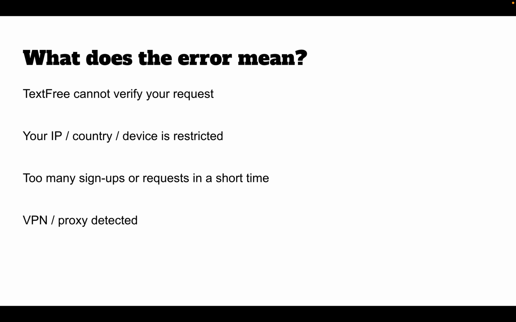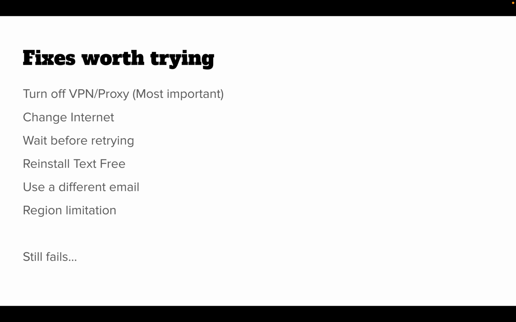Now, how can we fix this issue? Well, we have many fixes that are worth trying. So, the first one and the most important one is turn off any VPN or proxy. So, disable all VPNs and disable private DNS or iCloud Private Relay, and then restart your phone. Then we have change internet. So, try mobile data instead of Wi-Fi or use a different Wi-Fi network.